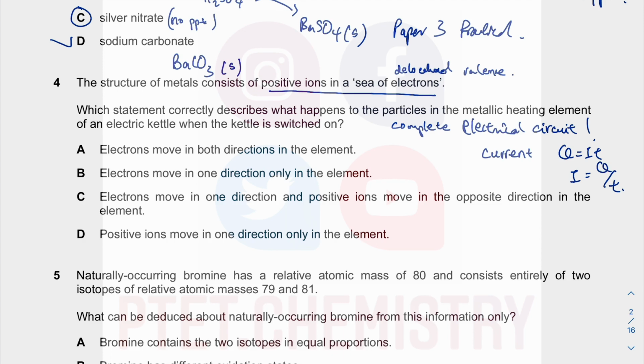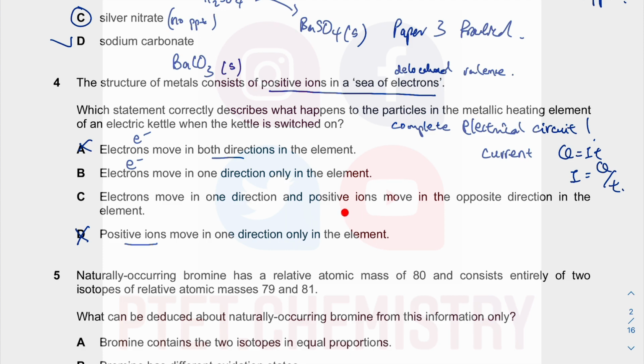Okay, so we are talking about electrons being negatively charged. They will move in one direction. The electrons are negatively charged. They will move towards the positive terminal. And which one is the most correct? The electron move in both direction is incorrect. The electrons move in one direction. It's not the positive ions that move, because you get current, which is to do with electron movement.